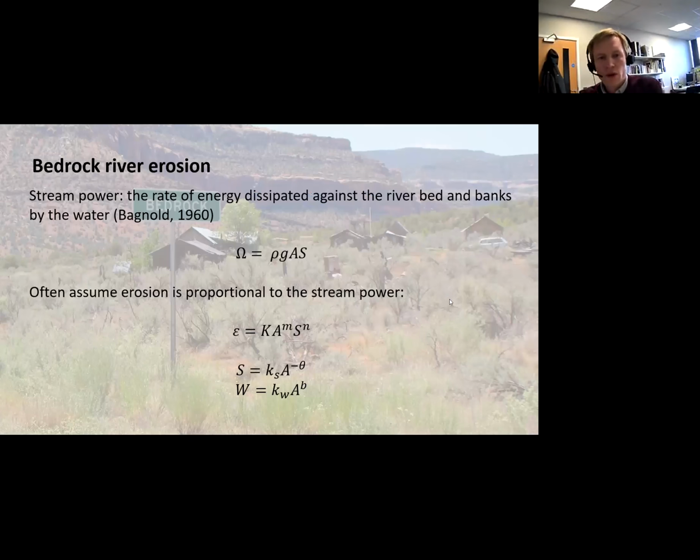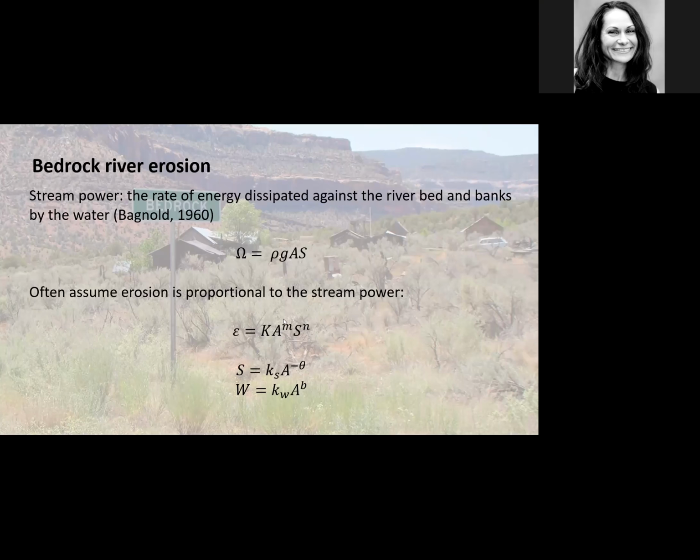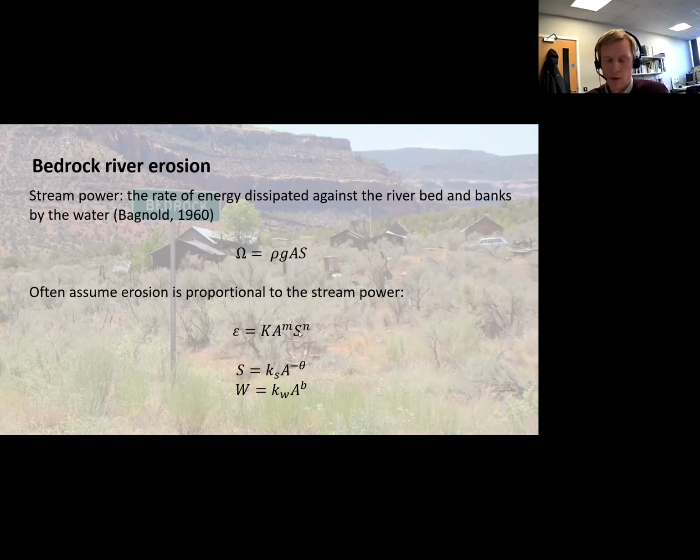One of the common approaches to thinking about bedrock rivers is based on the concept of stream power, which is the amount of energy within the river. We often assume that erosion is proportional to the stream power. It gives us this equation: the erosion rate is equal to some erodibility constant K multiplied by the drainage area and the channel slope. One of the reasons we use this is that it's relatively simple, and we can calculate these components from DEMs and from maps. We can calculate drainage area and channel slope, and that gives us an estimate of the erosion rate.